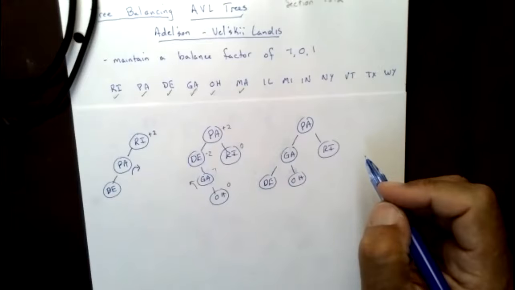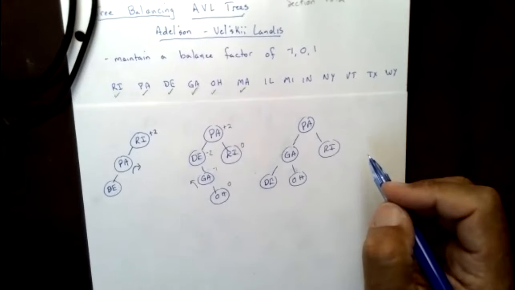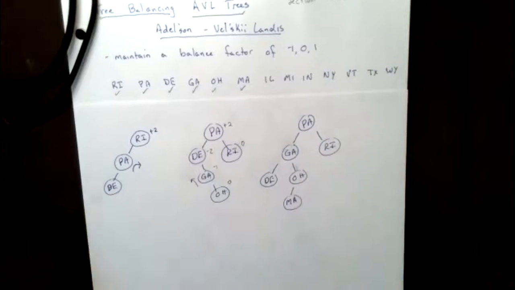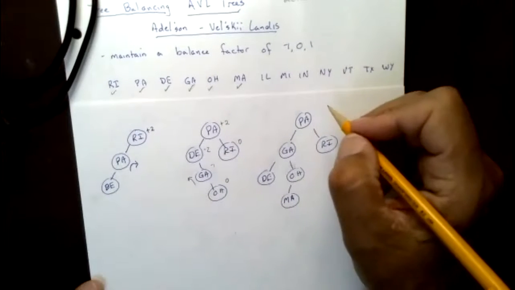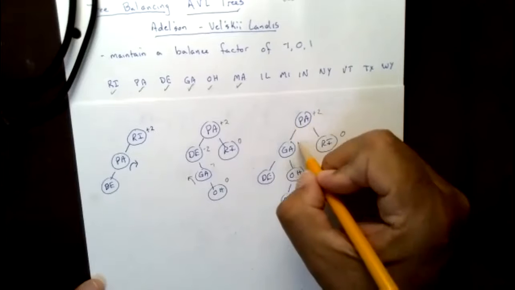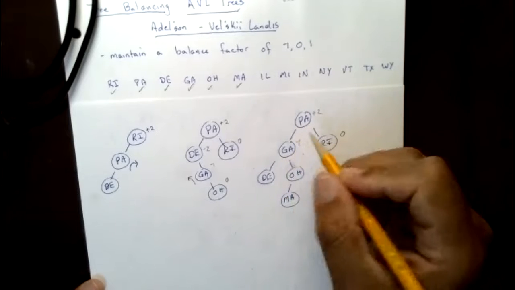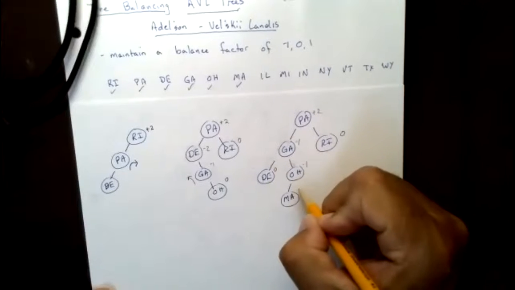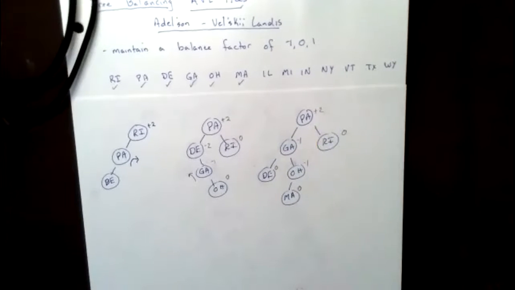Where does Massachusetts have to go? To the left of Ohio. And when I put it in there, oh boy, this is now +2. Rhode Island's a 0. This is a -1, right? This is a -1, 0, and 0. I have a problem because one of my balance factors is 2. Oh boy. Now, this is where it starts to get crazy.